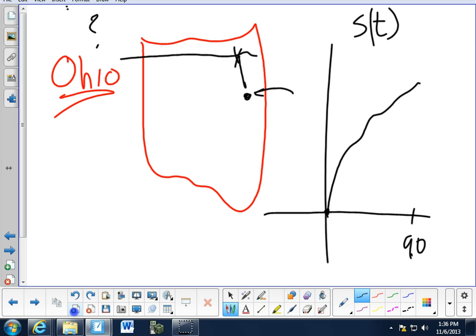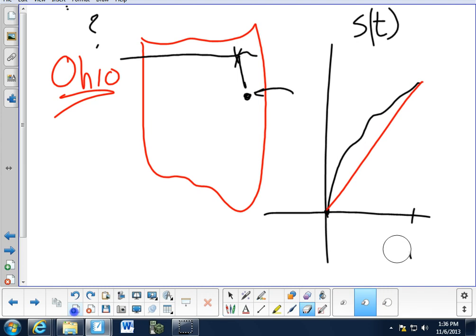So if I went 90 miles in 1 hour, my average rate of change, of course, is 90 miles an hour. That would be the slope of that line. Sorry, I put the 90 in the wrong place. So rise over run. The slope of that line would be 90. Okay, I confess, I was speeding.